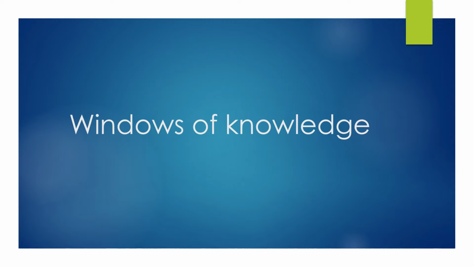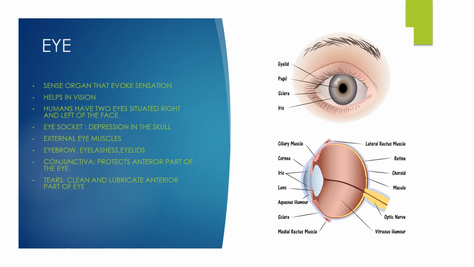Good morning. So, I'm going to discuss a topic from another chapter, Windows of Knowledge. We all know that the eye is a sense organ. It is a major sense organ in the human body. It is a sense organ that evokes sensation and helps in vision. How does it help in vision?